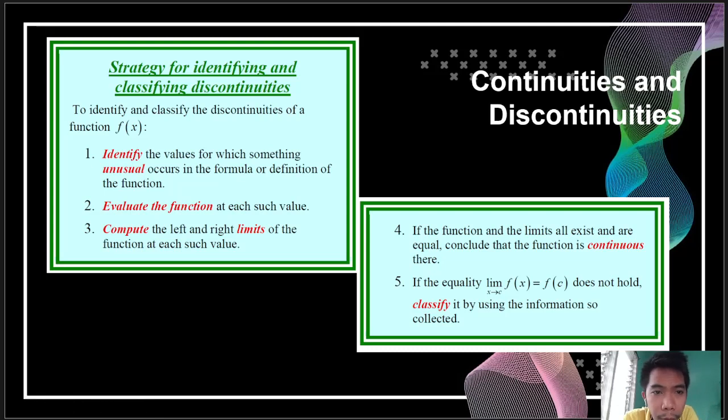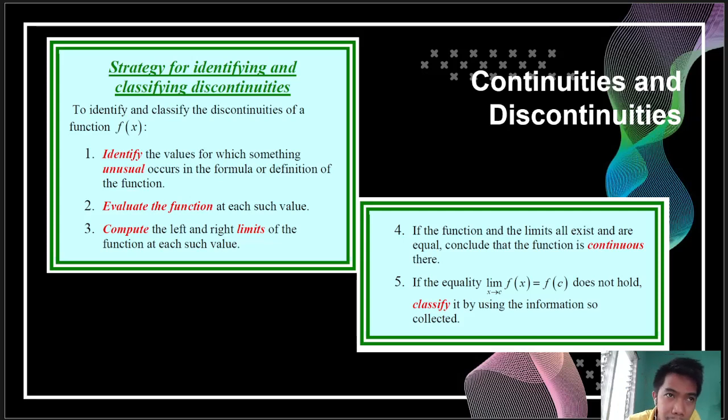Strategy for identifying and classifying discontinuities. First, identify the values for which something unusual occurs in the formula or definition of the function. So you may check on the function whether it is a fraction, then something unusual occurs at the denominator when it becomes 0.